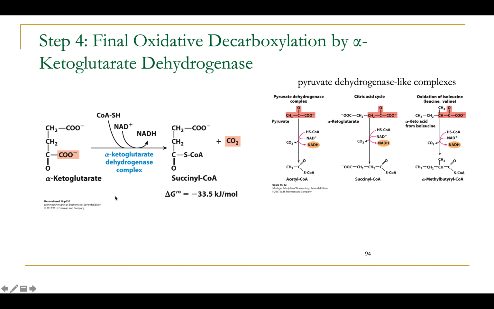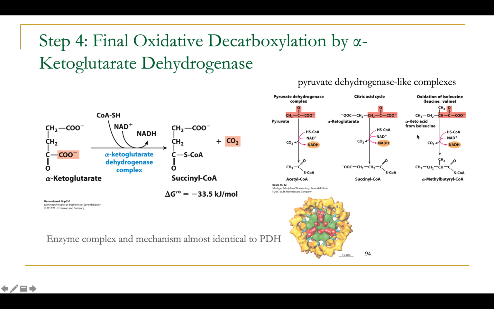The enzyme complex is extremely similar, almost identical to pyruvate dehydrogenase complex. So this is an example of evolutionary divergence, where very similar enzymatic machinery can be repurposed for different functions. In fact, yes, it is very highly similar. In fact, a very similar complex is also repurposed for oxidation of branched amino acids. So again, this is an example of evolutionary divergence and repurposing.